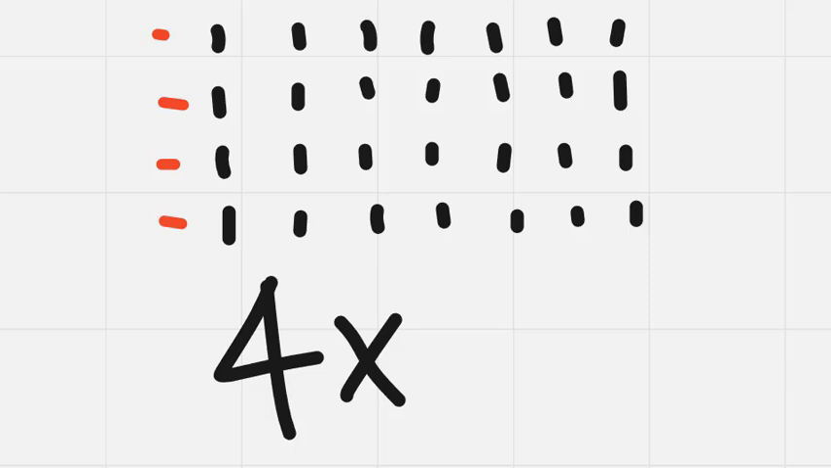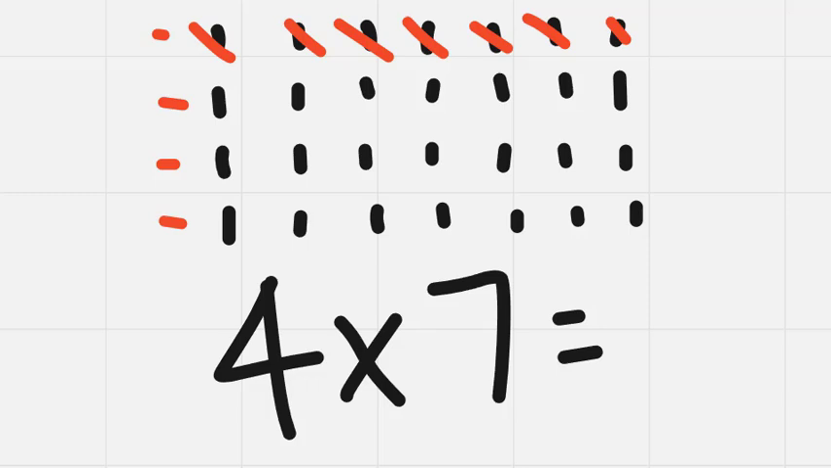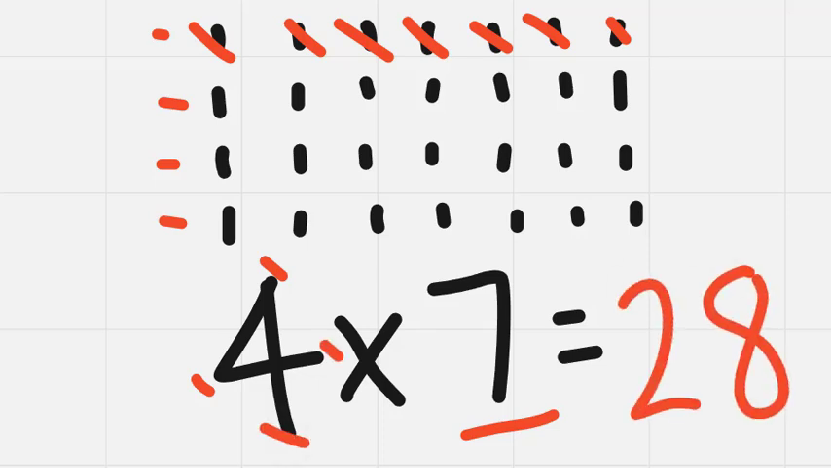First, we'll count how many rows. 1, 2, 3, 4. Next, we'll count how many are in each row. 1, 2, 3, 4, 5, 6, 7. There are 4 rows, 7 in each row. Let's answer this multiplication problem. I'm going to count by 7 on the 4. 7, 14, 21, 28. 4 times 7 equals 28. Well done. Be sure to check your answer.